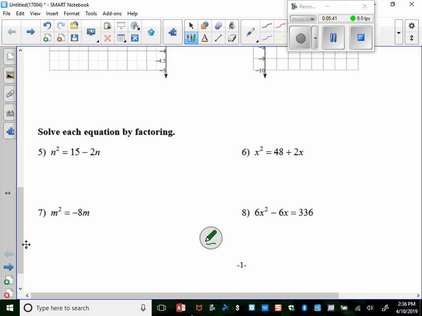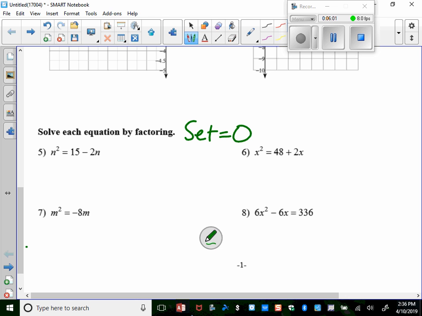Okay, solve each equation by factoring. Okay, so that means you want like a binomial times a binomial or factor out the GCF. That's what we call factoring. So first, you got to set this equal to 0. You got to make sure it's equal to 0 before you start doing anything.